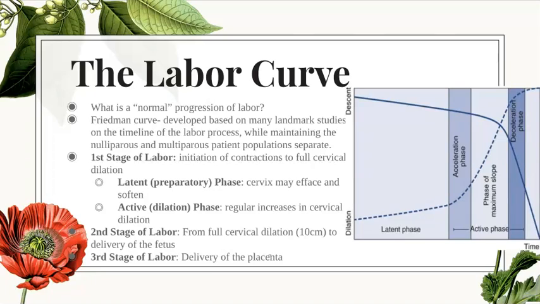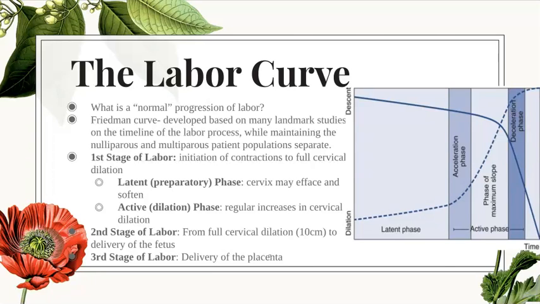So here you can see the labor curve that is shown in our apex. And that helps us determine what a normal progression of labor is. Through a multitude of landmark studies, Emanuel Friedman developed a framework we still use today, and this is known as the Friedman curve, and it displays cervical dilation on the y-axis and elapsed time on the x-axis.